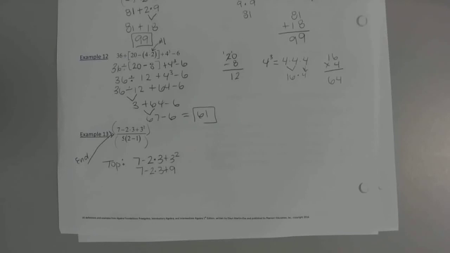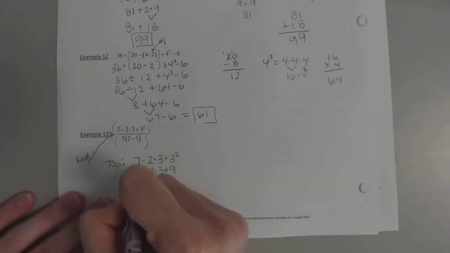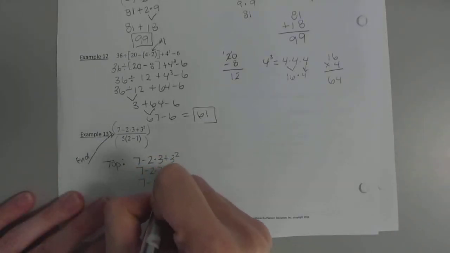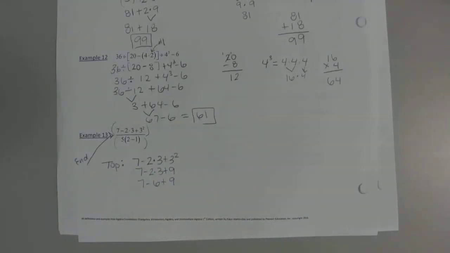What do we need to do next, guys? Multiplication. The multiplication, right? So as much as you want to move left to right, this multiplication in the middle says, hey, I need to happen before you subtract and you add. So what is 2 times 3? 6. So we're going to rewrite this sentence, but we're going to write 6 right in the middle, okay? So this is 7 minus 6 plus 9. Is that okay so far?